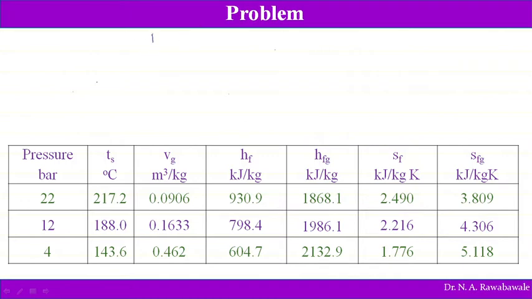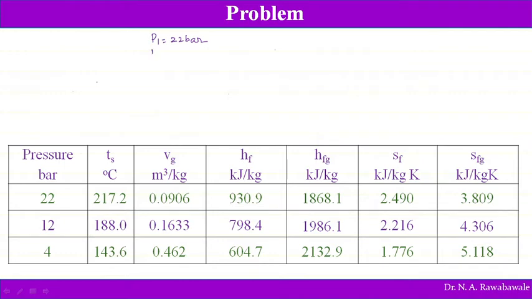So first, pressure P1 is known, that is pressure P1 is equal to 22 bar. At pressure 22 bar, we have collected this information from the steam table. Saturation temperature 217.2, then Vg 0.09196 meter cube per kg, and so on. So this data is taken at 22 bar.